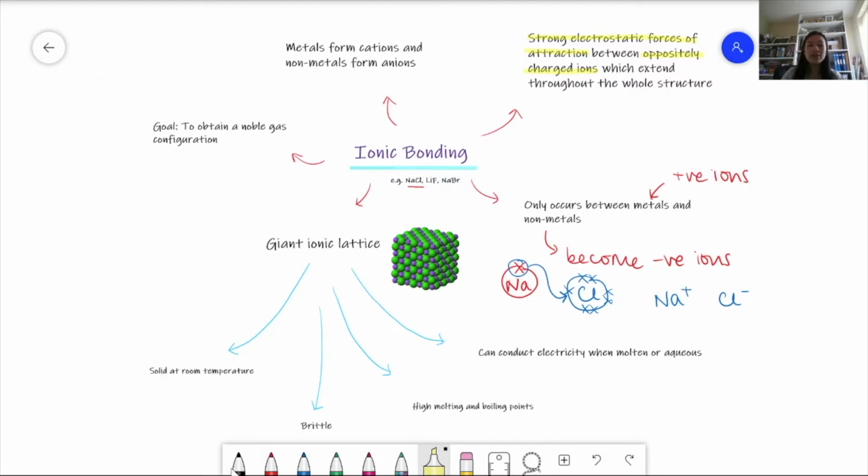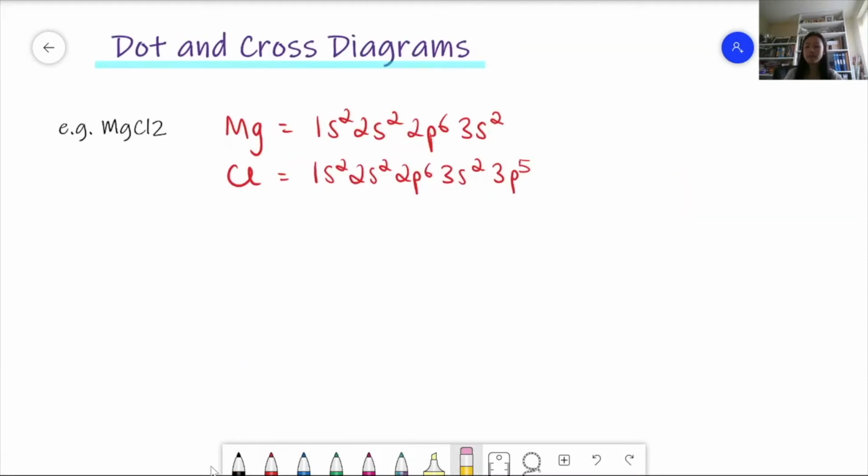They can be brittle sometimes just by how it's arranged. So you have alternating cations and anions, and sometimes when you push them, they can just slide over each other. They're usually solids at room temperature just because of the high melting and boiling points again. So room temperature isn't high enough for it to melt into a liquid.